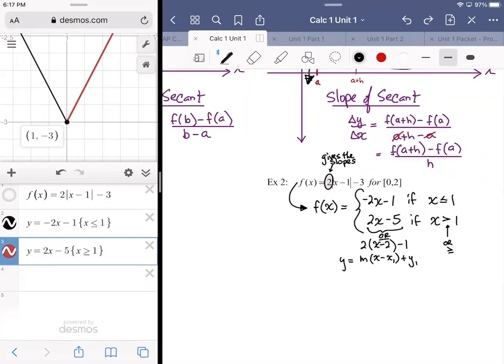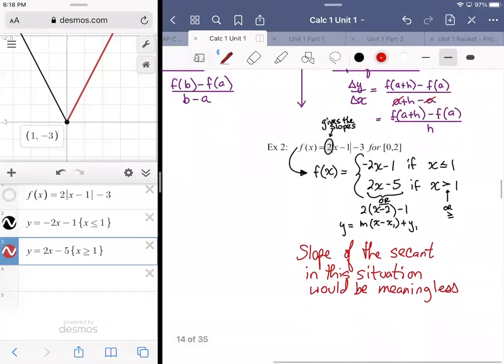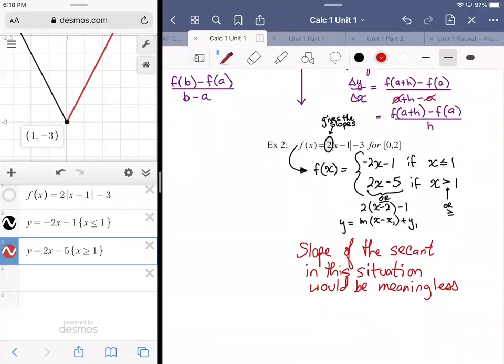All right. So all of that is my way of saying that the slope of the secant in this situation would be meaningless. Right? Because they're not contained on the same continuous function. Even though you have this absolute value function that makes it seem like it's one straight function, it's really broken up into two separate functions.